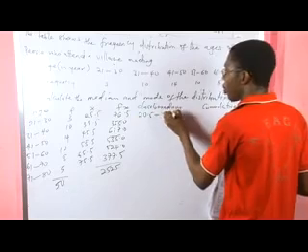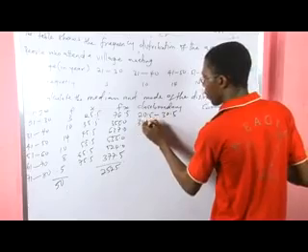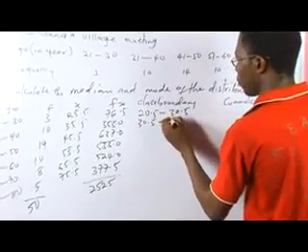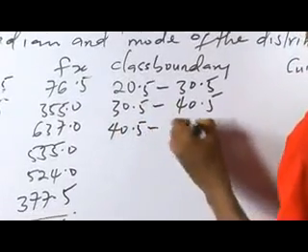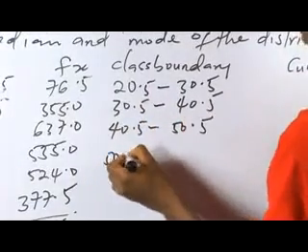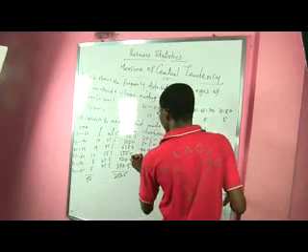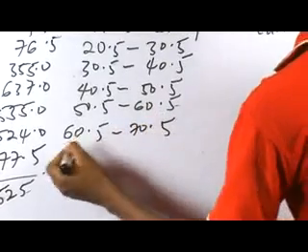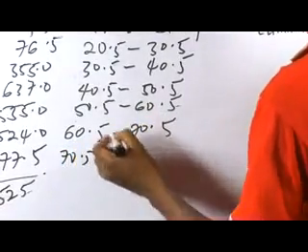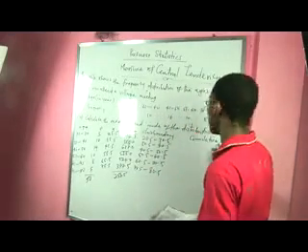20.5 to 30.5. Here we have 30.5 to 40.5. So 40.5 to 50.5. Here we have 50.5 to 60.5. Here we have 60.5 to 70.5 and 70.5 to 80.5.